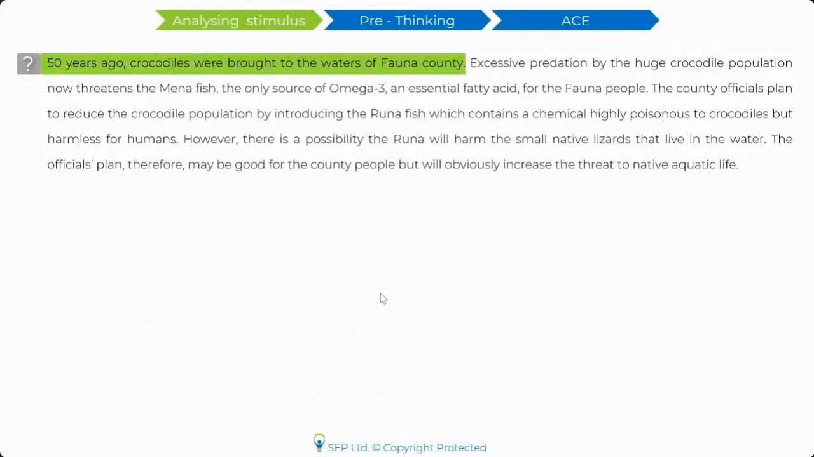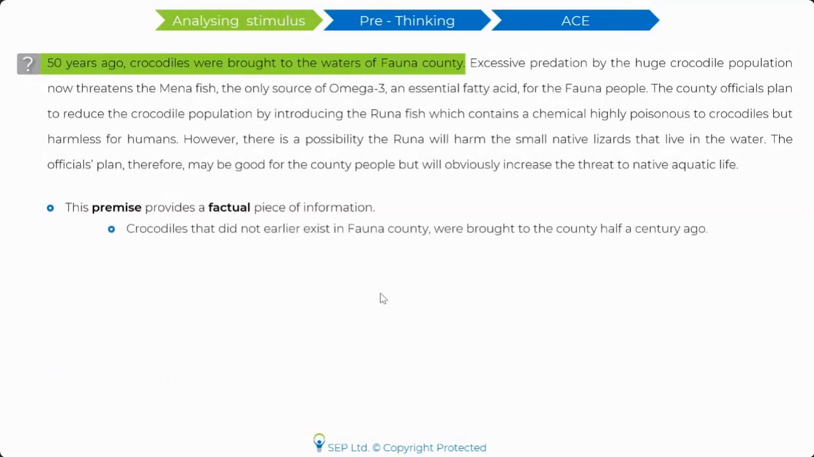50 years ago, crocodiles were brought to the waters of Fauna County. Now, what does this premise tell us? This premise provides a factual piece of information. It tells us that crocodiles did not earlier exist in Fauna County, and they were brought to the county only half a century ago. You might not find this useful right now, but who knows, when you are finished reading the question for your stimulus, this might be important. So you tell yourself from the beginning, every piece of information is important. It tells us that the crocodiles were not native to the waters of Fauna County. Okay, they were not native. Okay, let's read the next sentence.